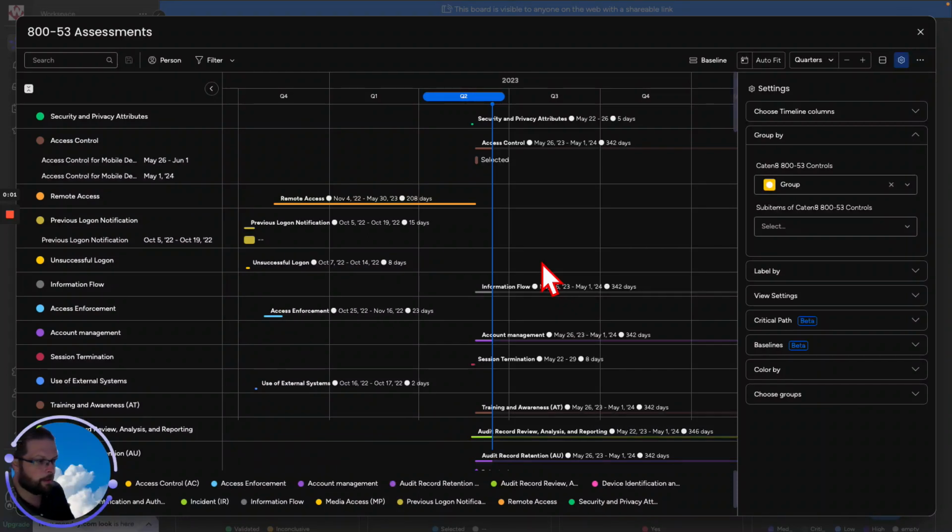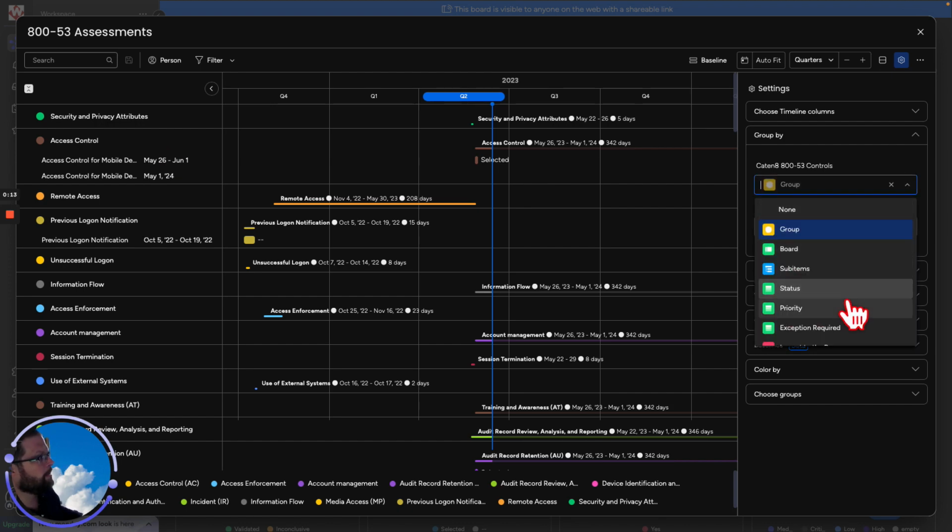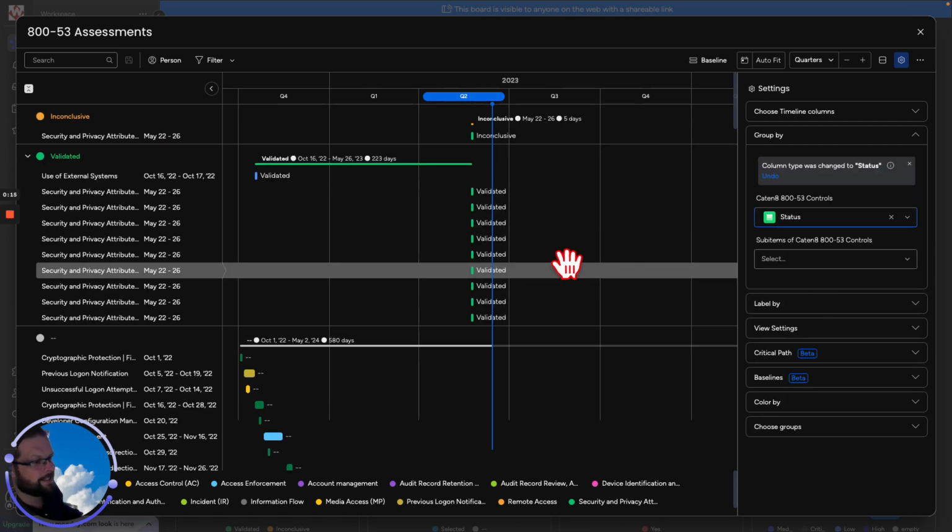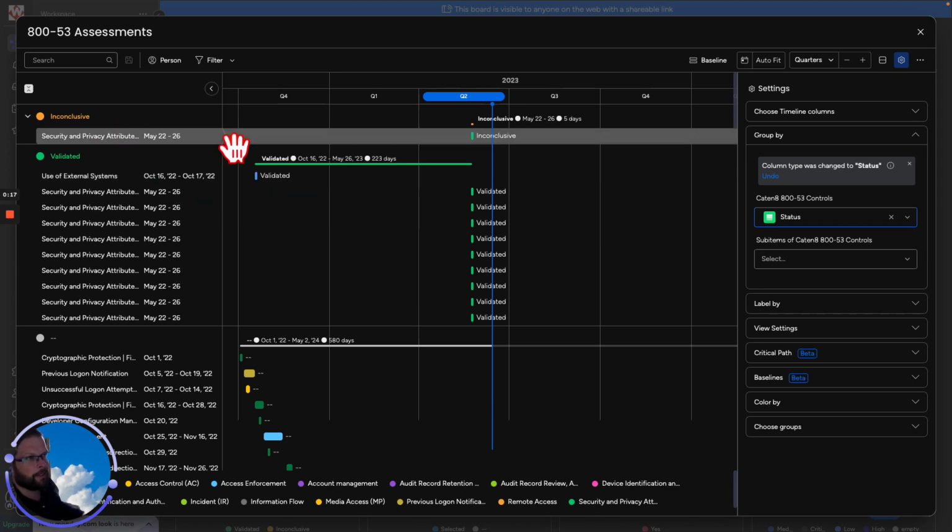When we talk about security controls and communicating about them, I'm going to show you how to use this tool to make better communication about security controls. Right now it's grouped by the group in the NIST Management Security Framework, right? But what if we wanted to know the status? We want to group by status about controls. We have inconclusive and validated.